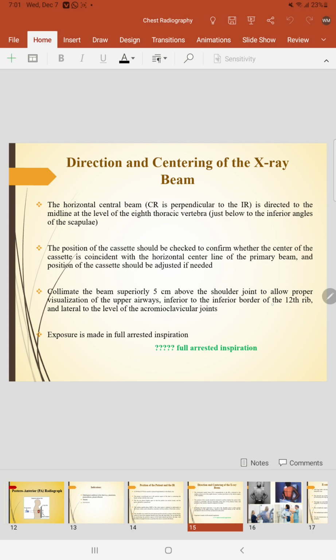Inferior to the inferior border of the 12th rib and lateral to the level of the acromioclavicular joints. Again, collimate the beam superiorly 5 cm above the shoulder joint to allow proper visualization of the upper airways, then inferior to the inferior border of the 12th rib and lateral to the level of the acromioclavicular joints. Exposure is made in full arrested inspiration.